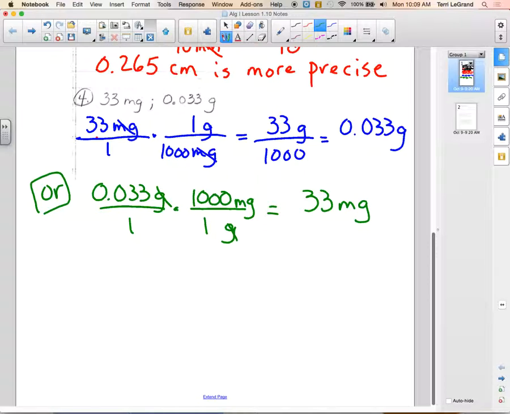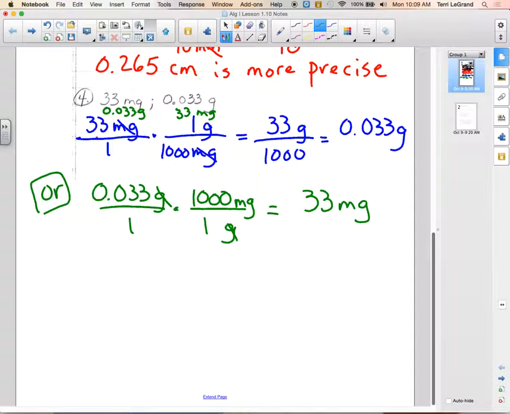Okay, I did both conversions so that whoever did whichever one, we can talk. So, if you converted the milligrams, if you renamed them, they got renamed as 0.033 grams. And if you rename the grams, they got renamed as 33 milligrams, okay?